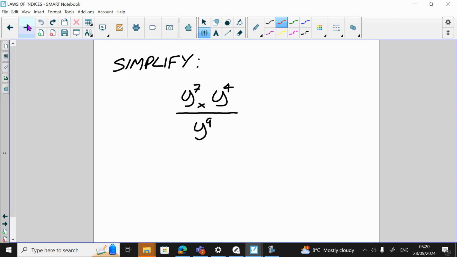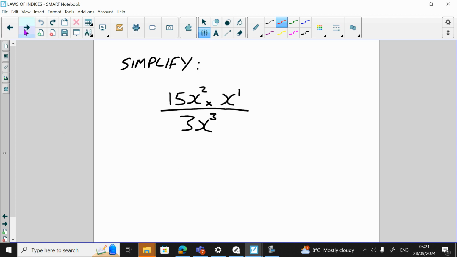So let's go through some other ones, just applying the rules in general. Y to the 7 times y to the 4 over y. You could do that in one go, but why don't we do the top first? That there, then y to the 11 over y to the 9. 11 take away 9 is y squared. That's fine.